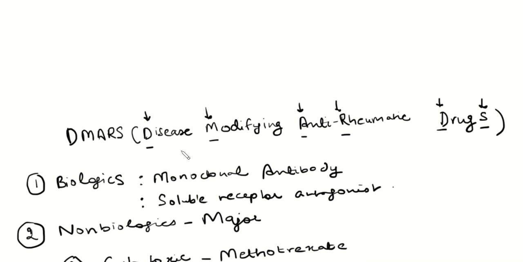So let's talk about the next set of drugs. They're called DMARDs, and for some reason I cannot spell it. It's actually a D here, and then there's an S. How do I get this name? Disease, so D comes from here, modifying M, anti-rheumatic AR, drugs DS. DMARDs: disease modifying anti-rheumatic drugs.